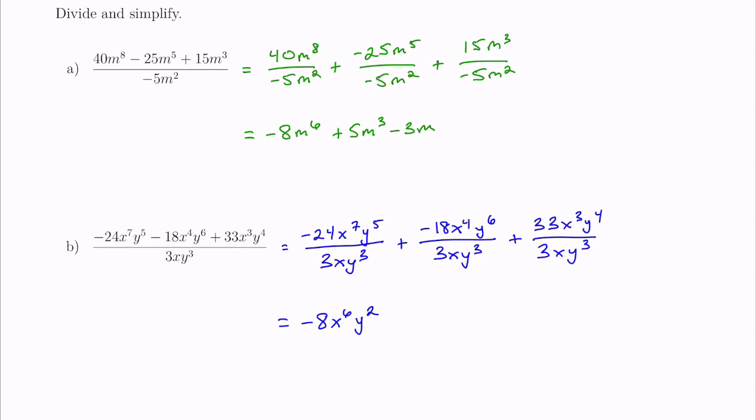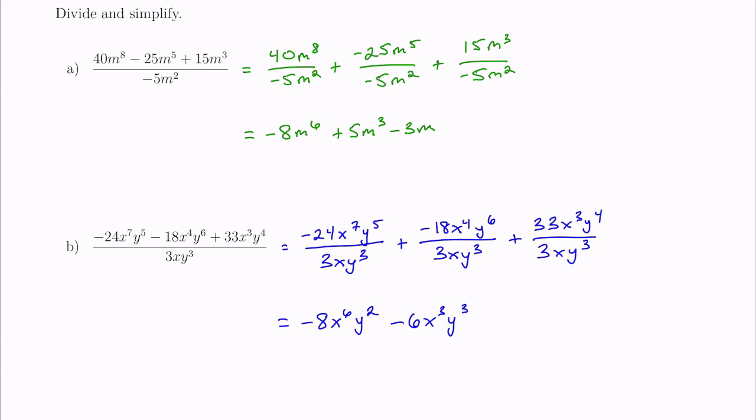In the middle term, we have negative 18x to the 4th y to the 6th divided by 3xy to the 3rd. Negative 18 divided by 3 is negative 6. X to the 4th divided by x, or x to the 1st, is x to the 3rd. And y to the 6th divided by y to the 3rd is y to the 3rd. So our middle term is negative 6x to the 3rd y to the 3rd.